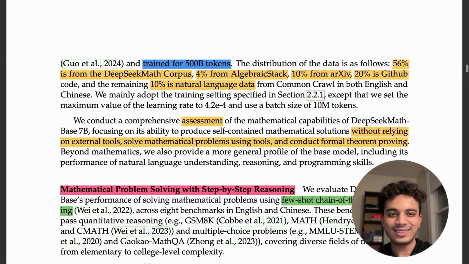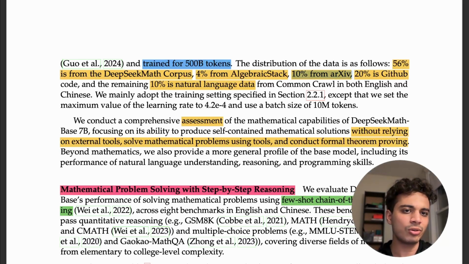Okay, so how the assessment is taking place. Without relying on external tools, solve mathematical problems using tools, and conduct formal theorem proving. These are the three things that they want to show their prominence in. That okay, without using any IDE on the web, or without using any compiler within their system, they want to be able to solve mathematical questions. So okay, if we have those tools, can we solve these problems better? And also conduct full formal theorem proving.